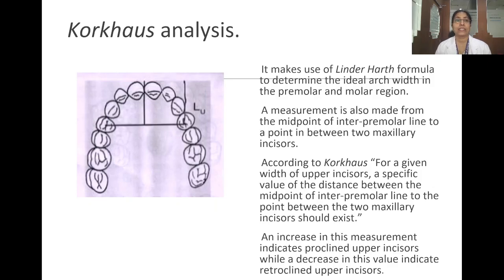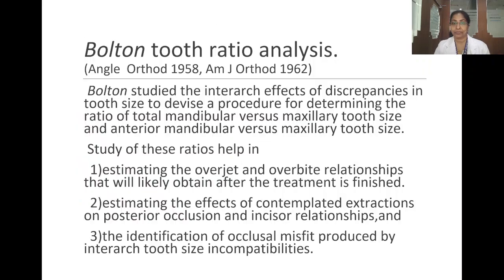So the next analysis is Korkhoff's analysis. Korkhoff's analysis makes use of the Linderhart formula to determine the ideal arch width in the premolar and the molar region. A measurement is made from the midpoint of the interpremolar line to a point between the two maxillary incisors. According to Korkhoff, for a specific width of the upper incisors, a specific value of distance between the midpoint of the interpremolar line and the point between the two maxillary incisors should exist. If there is an increase in this measurement, this indicates proclined upper incisors, whereas a decrease in this value indicates retroclined upper incisors.